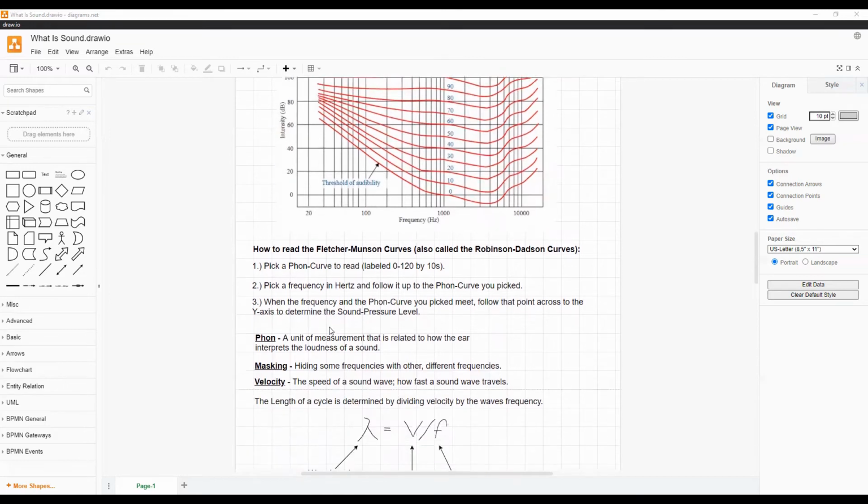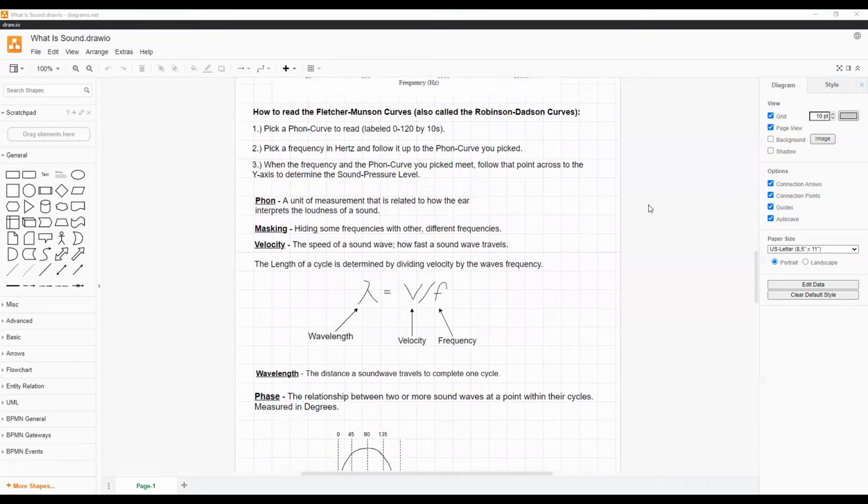Now let's talk about masking. Masking is hiding some frequencies with other different frequencies. Loud sounds mask soft ones, and low-pitched sounds mask high-pitched ones. So for example, if you have a 200 Hz tone and a 2000 Hz tone, the 2000 Hz tone will sound louder. But raising the amplitude of the 200 Hz tone while keeping the amplitude of the 2000 Hz tone the same will make the 200 Hz tone sound louder than the 2000 Hz tone.